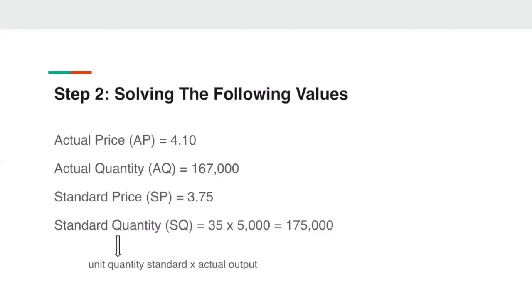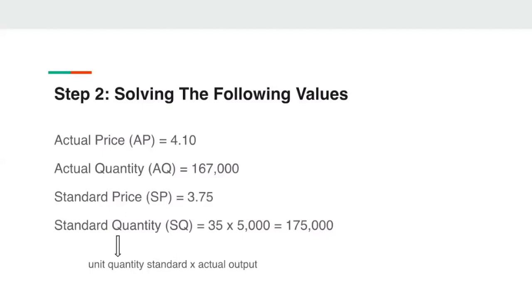Meaning that standard price is $3.75 and standard quantity is found by taking the unit quantity standard and multiplying it by actual output. This means standard quantity is 175,000. The reason we multiply it is because standard output isn't given in total form, and when you are doing variance questions, both actual and standard amounts have to be measured using the same values. For example, both quantities have to be totals and both prices have to be per unit.